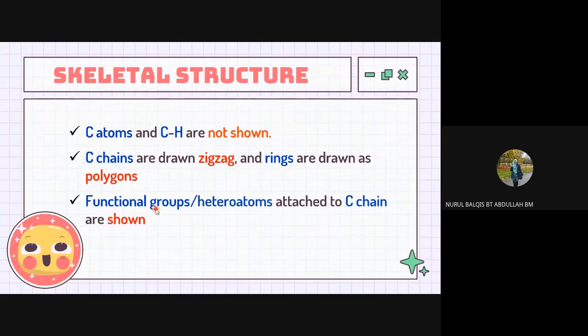Boleh tak kita letak bracket kalau kita ada ring? Heteroatoms, kita ada ring, kita nak letak bracket je kat tepi heteroatoms tu. Tak boleh. Okay, tak boleh. Dia kena tarik je bond kat dia, lepas tu tulis OH.